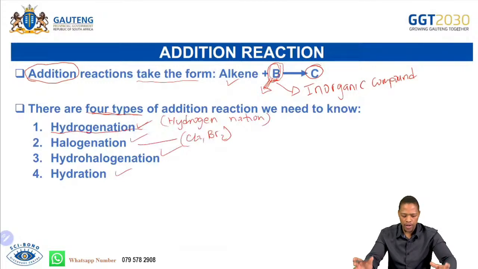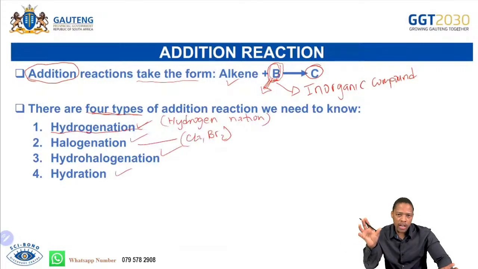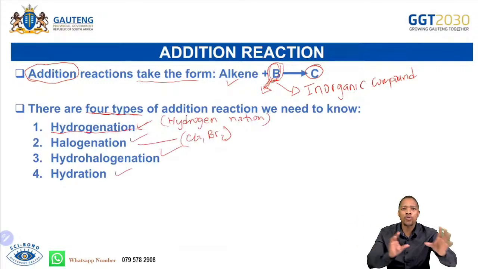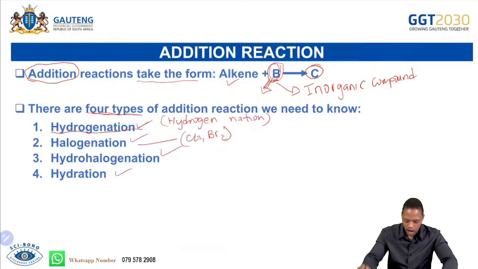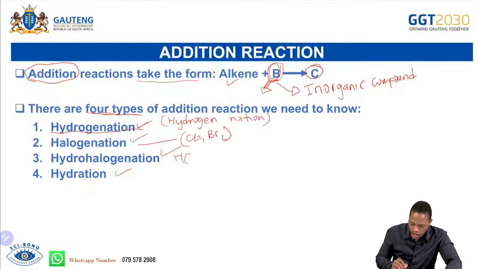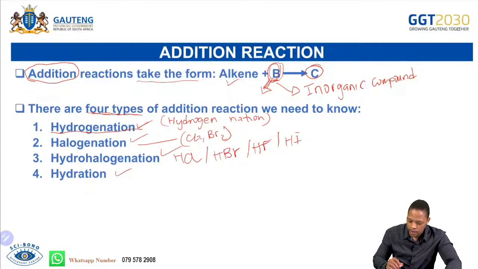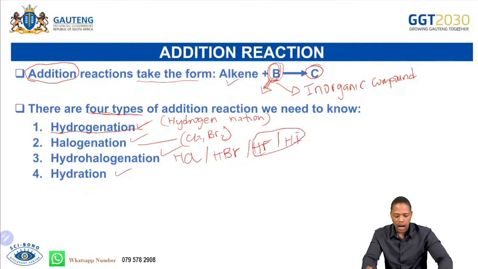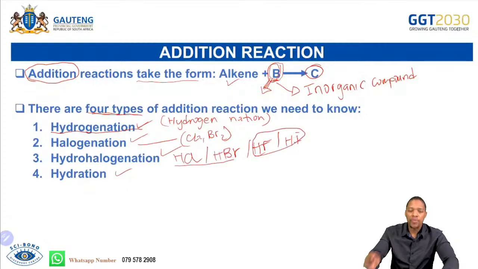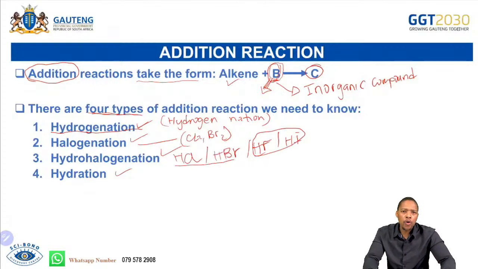So we now have a combination of hydrogen and halogen, so it's a nation of both hydrogens and the halogens. That's where you will have your HCl or HBr, or it could be HF or HI, even though these ones are not mostly asked. We are going to focus on HCl and HBr. And the fourth one there is hydration.